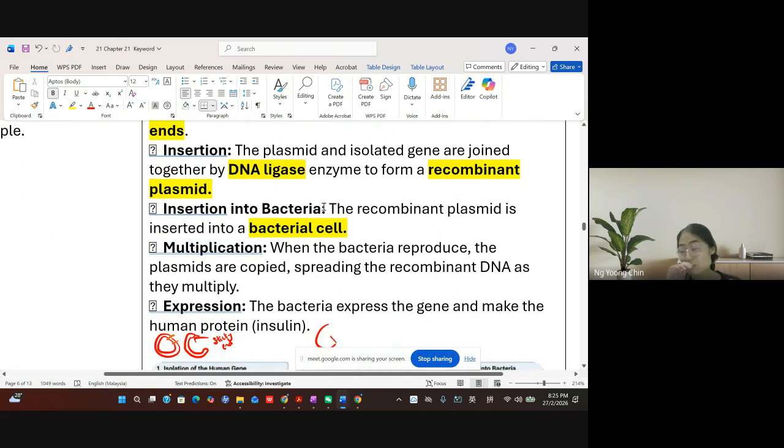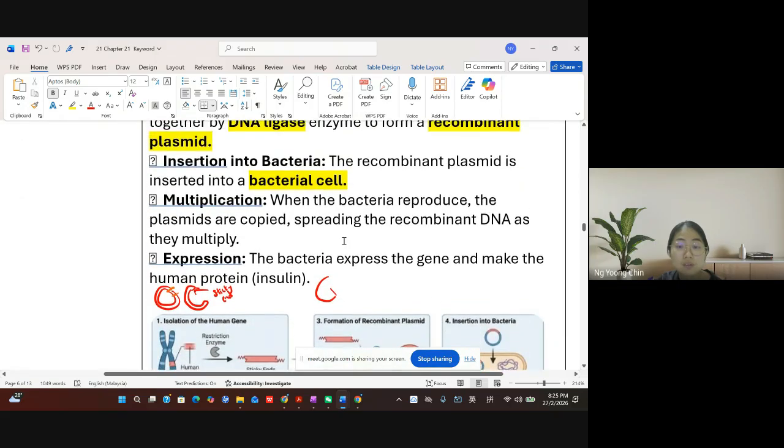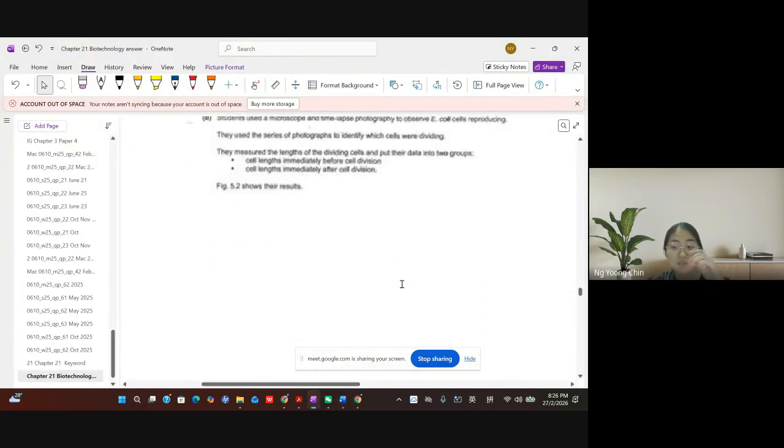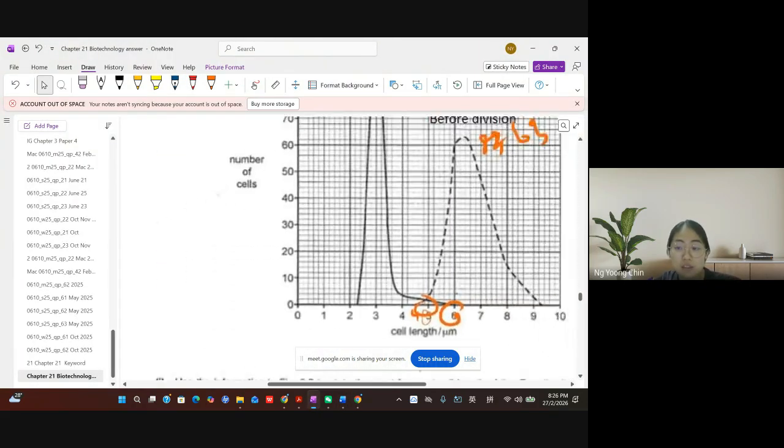After they become the recombinant plasmid, they will be inserted into the bacteria. Then when the bacterial cell reproduces, it will copy thousands of the plasmid. So they produce a lot of new bacteria which contain the recombinant plasmid. Okay, this is the enzyme.